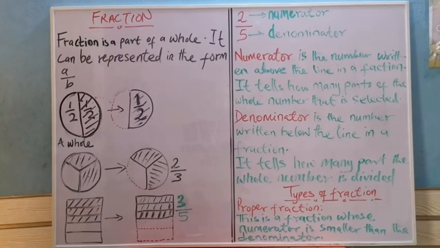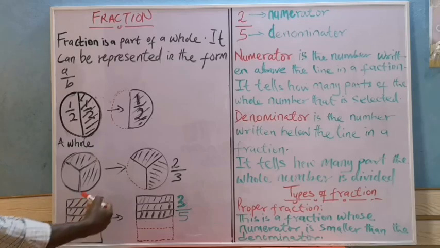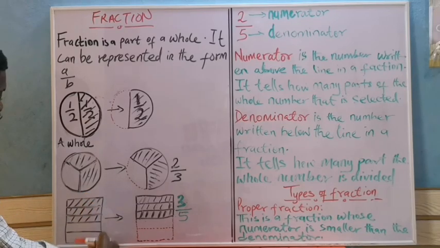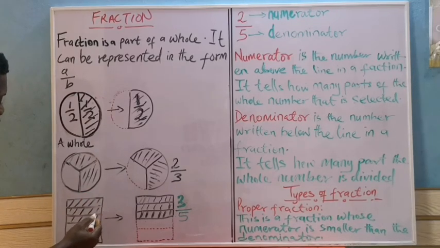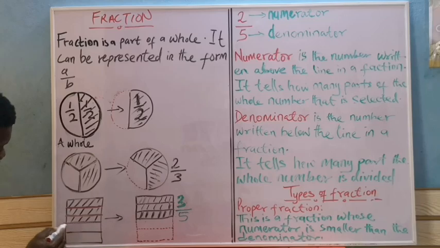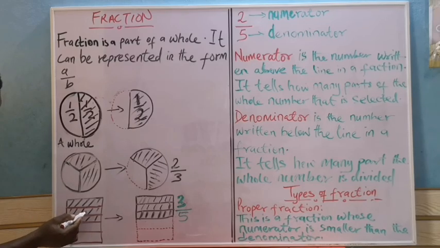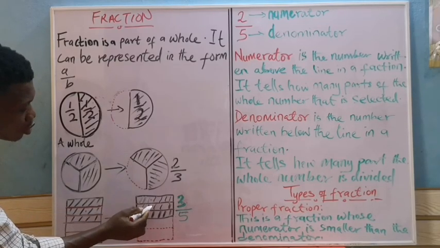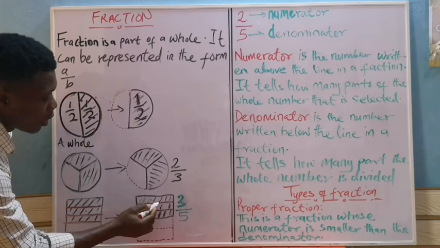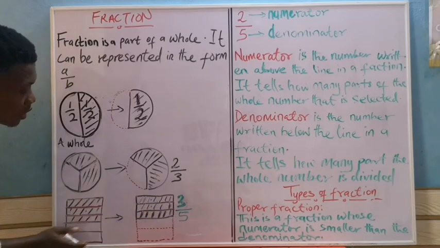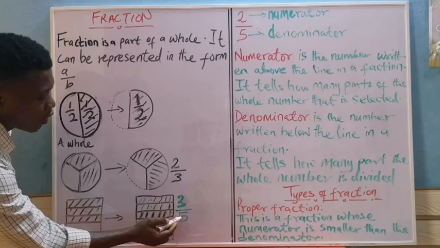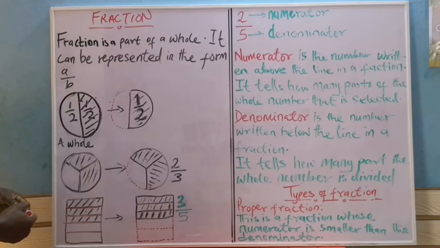So this is another example I have here. This is a whole. All of it is called a whole. Now in this whole, I will divide it into 5 equal parts. So look at it: 1, 2, 3, 4, 5. Now if I take only 3 out of the 5, which is 1, 2, 3, that is what I have here. These 3 parts that I take from the whole are now called 3 out of 5. So this is 3 all over 5.